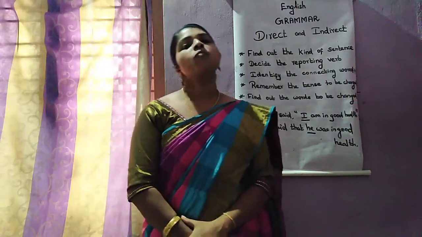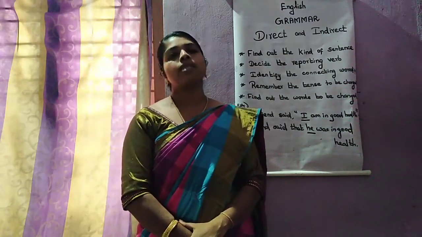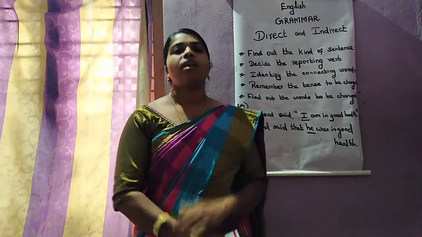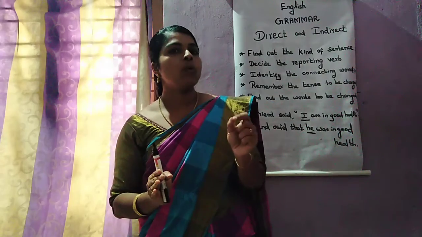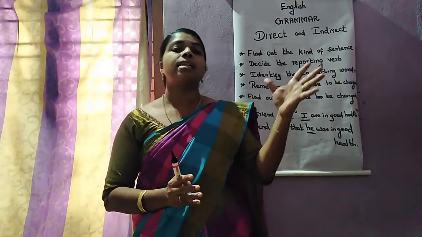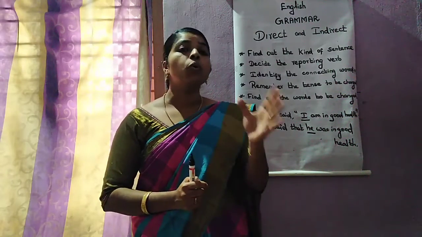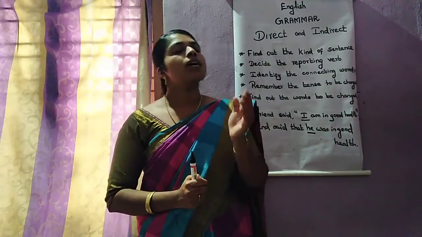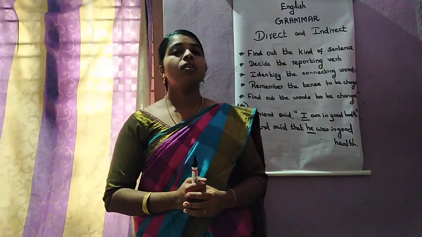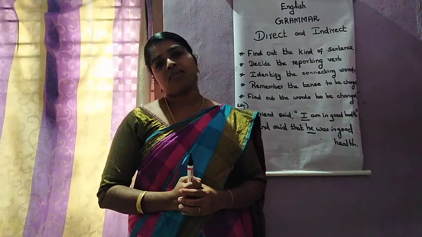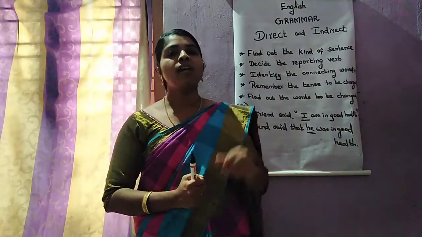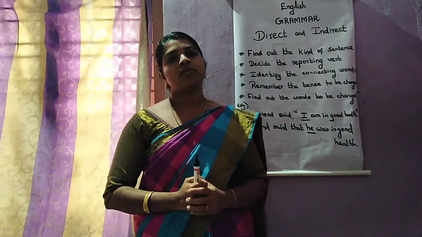First one: find out the kind of sentence. Do you know what a sentence is? Yes. A group of words that gives complete meaning is a sentence. A complete sense. A group of words that gives complete meaning. Okay? There are four kinds. Can you tell what those four kinds are? Just recall.